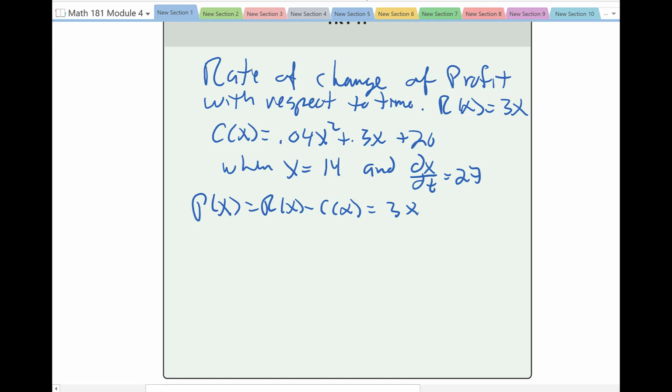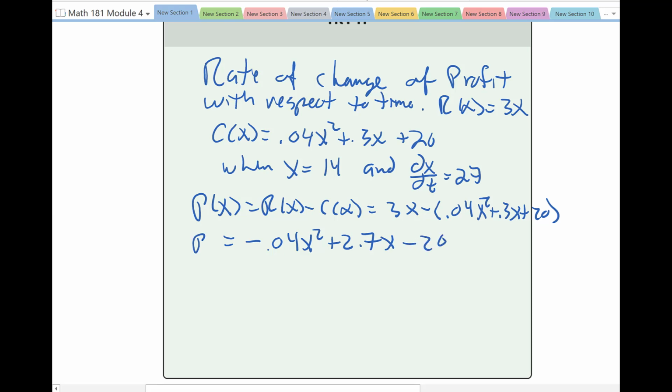So it's 3x minus the quantity 0.04x squared plus 0.3x plus 20. So that's going to be, let's see, I have a 3x minus a 0.3x, so let me just go through. That's going to be negative 0.04x squared. I'll do descending order. 3x minus 0.3x is plus 2.7x. And then distribute that negative, minus 20. So that's our P of x.